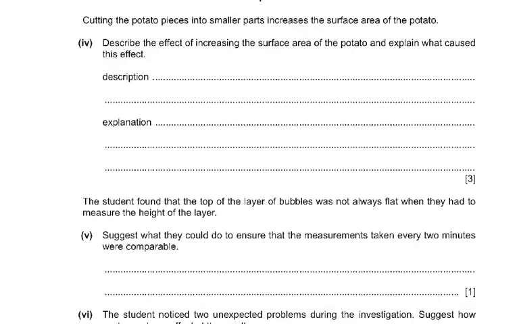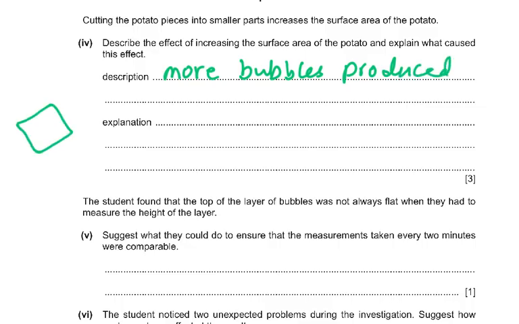Now it says in the question, describe the effect of increasing the surface area and explain what caused this effect. So more bubbles produced got you 1 mark for the description. But the explanation was why. You see, when you have this, then you have the enzymes only on this part of the cells which were exposed. But when you cut it up into 4 pieces, then all the sides are being exposed. You have this piece, this piece, this piece.